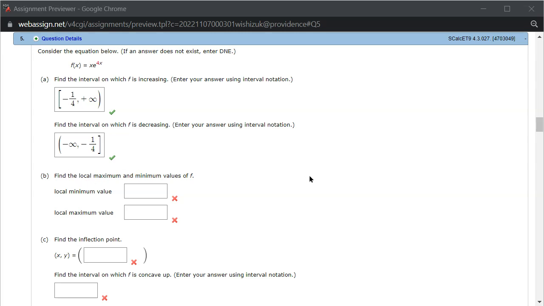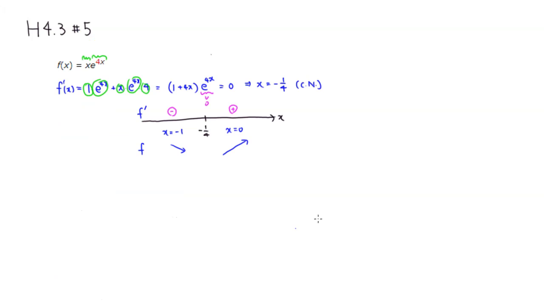Local max and local minimum value. It looks like that, and since it dips in the middle, we know that we're going to have a local minimum there. It looks like we don't have a maximum there. So we're going to have a local minimum at negative 1/4.